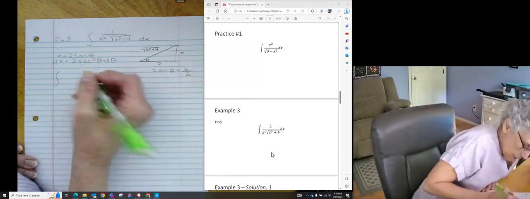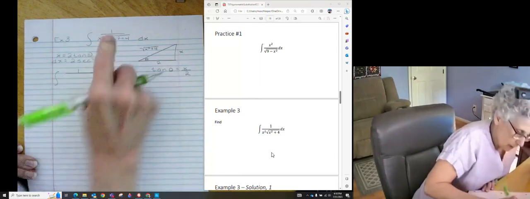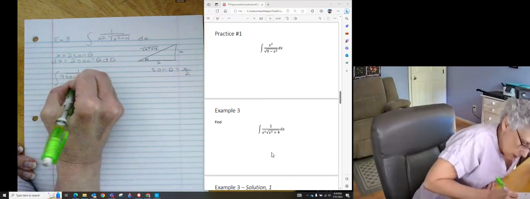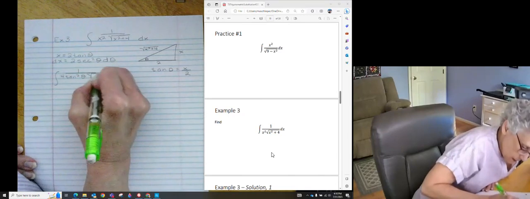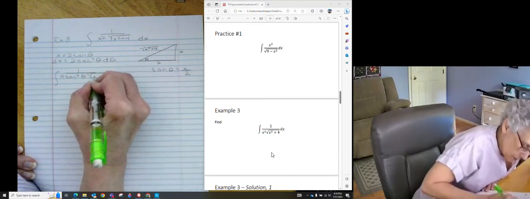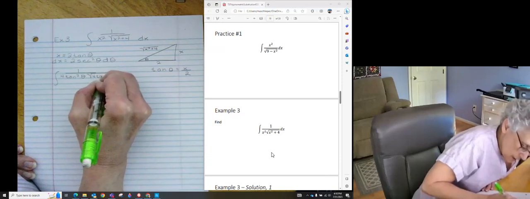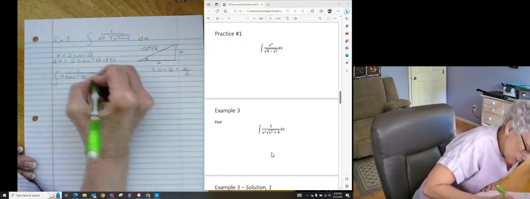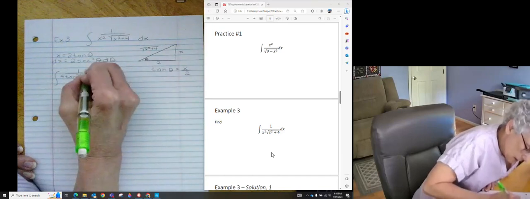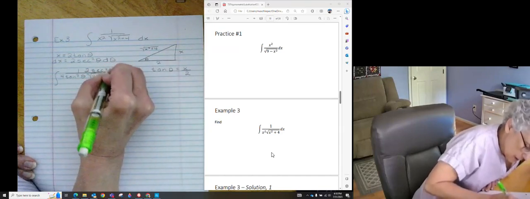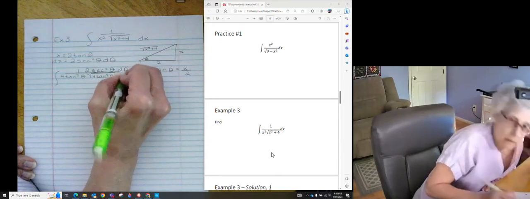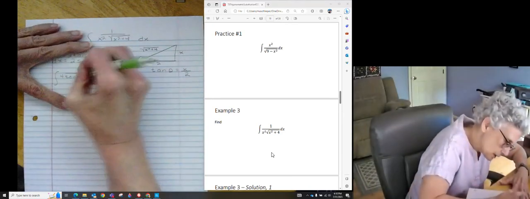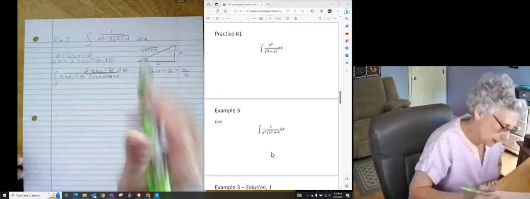So let's replace everything. We have 1 over x squared, which would be 4 tangent squared of theta, times the square root of 4 tangent squared of theta plus 4, and I'm going to stick my dx on top because I didn't leave myself enough room: 2 secant squared of theta d theta. Okay, let's get rid of that 1 so it doesn't look like a 12. There we go.